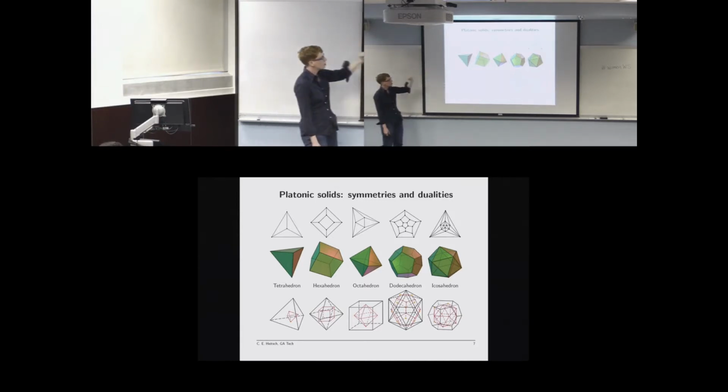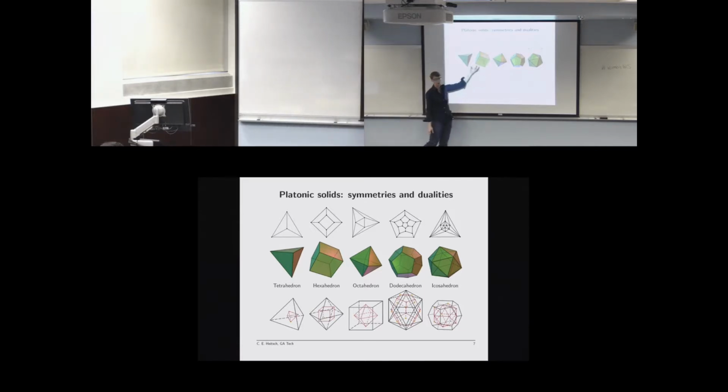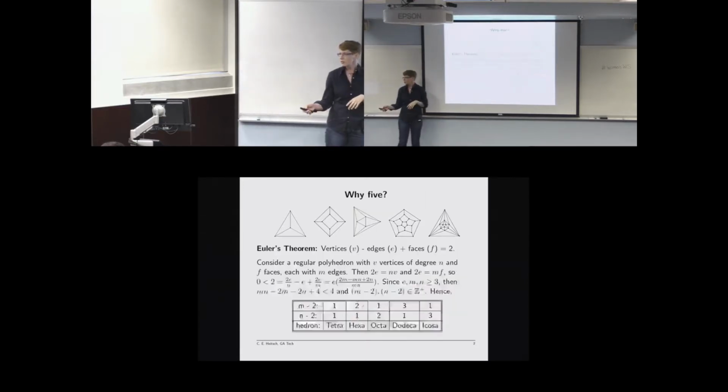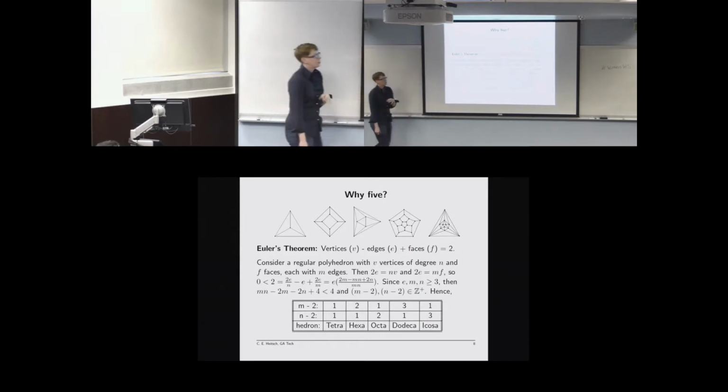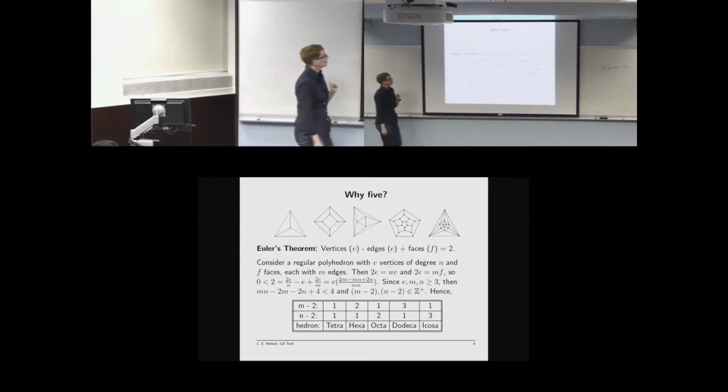And then, of course, there are dualities. The tetrahedron is self-dual. The hexahedron, or cube, more commonly known, and the octahedron are dual, as well as the dodecahedron and the icosahedron. This duality will come up in just a minute. But first, every talk should have at least one proof in it. So this is the one for this talk.